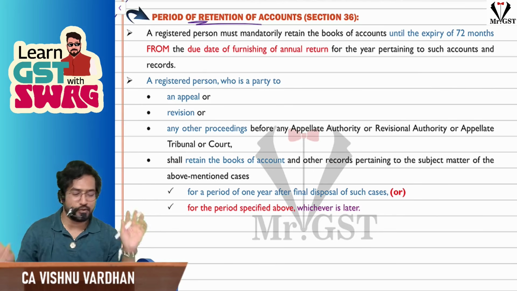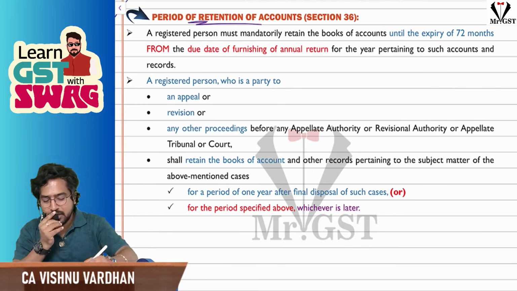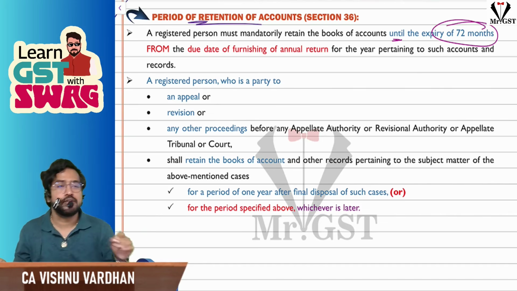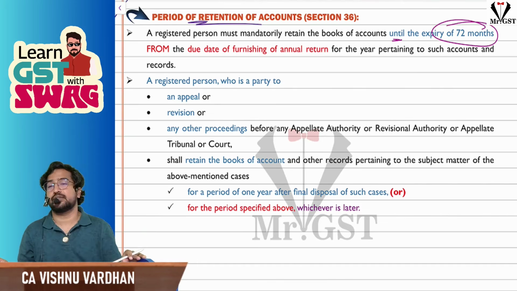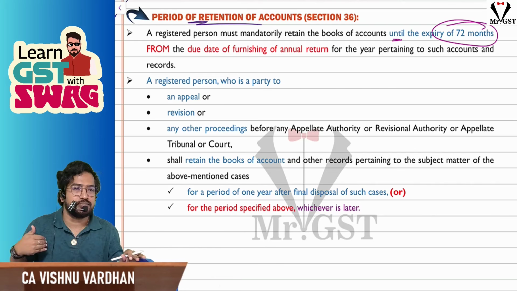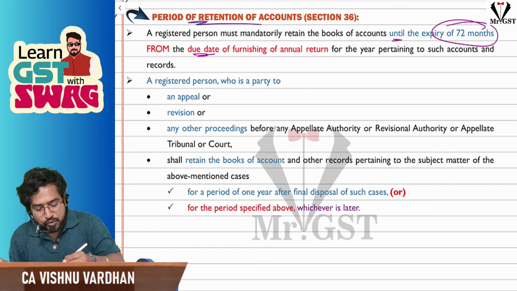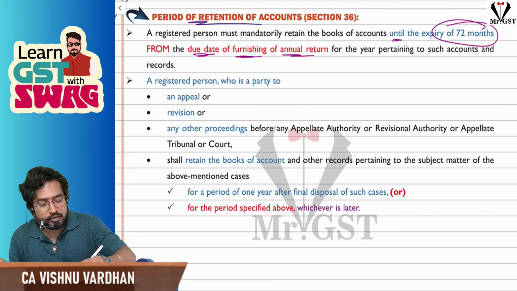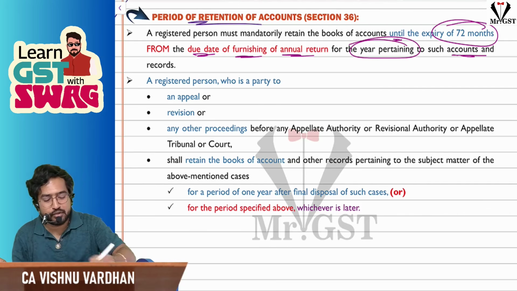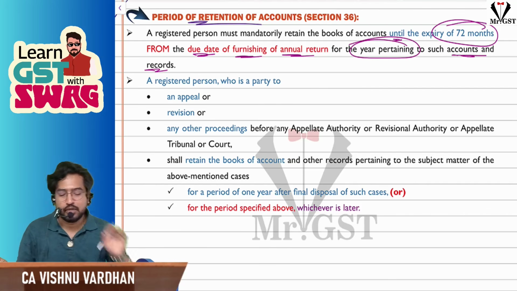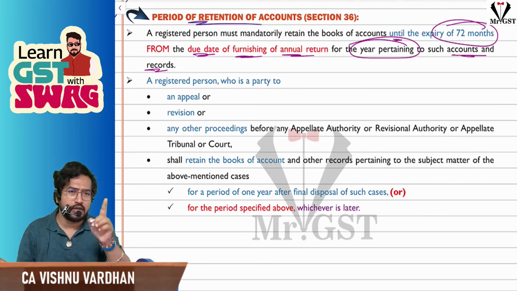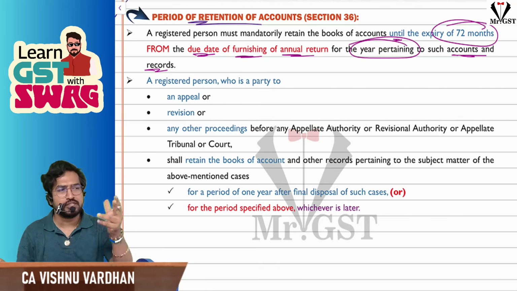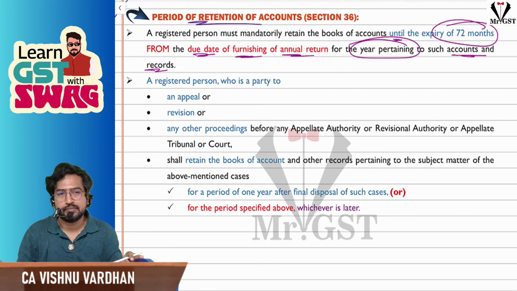Not correct. Okay. So that way here, sir, until the expiry of 72 months from the due date of furnishing annual return for the relevant financial year to which accounts and records pertain. Normally, not the actual date of filing annual return. Due date of filing, where you have seen actual date of filing that annual return.